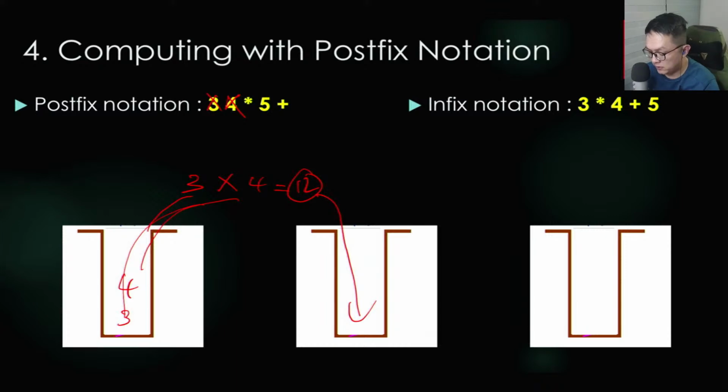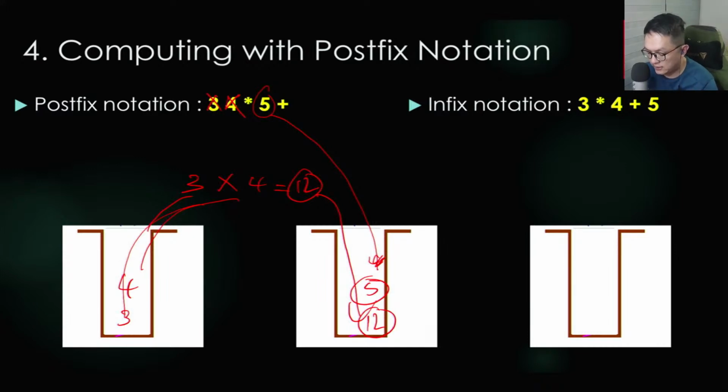Then the next operand is 5, and 5 will go in next. So right now your stack will be 12 and then 5. These are the two items. Let me clean up a little bit of stuff here. So 5, 12.